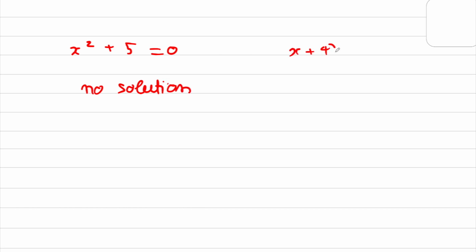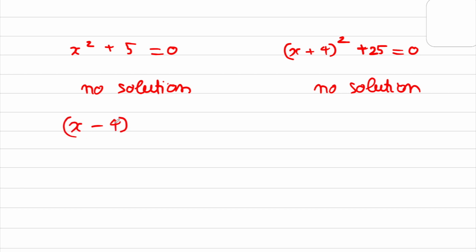How about (x + 4)² + 5 = 0, or + 25? The same idea: because this one is plus, that is the sum of squares. So you have no solution for this case. And how about this one? I've got (x - 4)² + 25, and another case is (x - 25)² + 4.